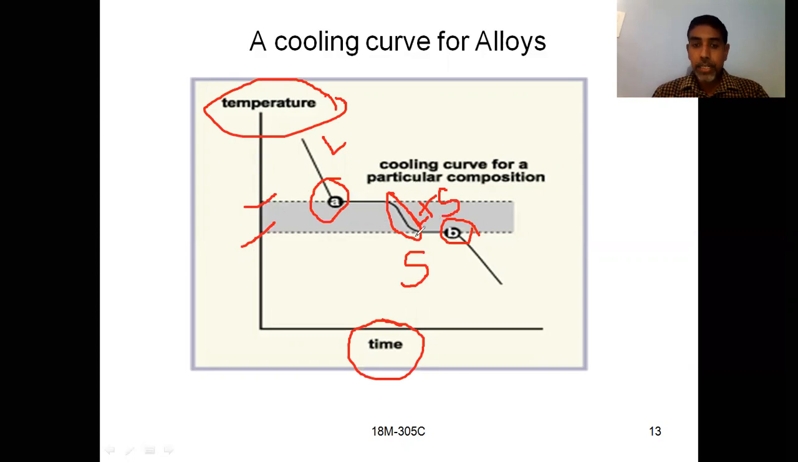Okay. And later you are having a constant. At B, the complete solidification process will take place. So the solidification starts at A and ends at B. So these points A and B are known as arrest points, and the temperatures at these points are known as arrest temperatures. Okay. So in this way, we will discuss the cooling curve for an alloy.